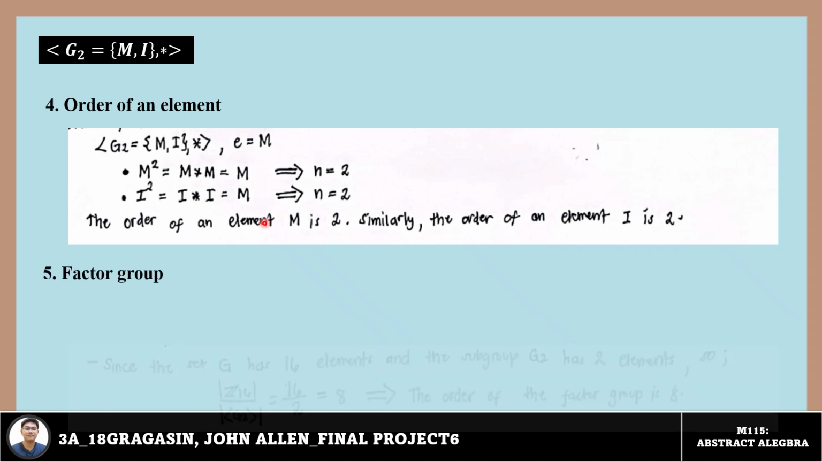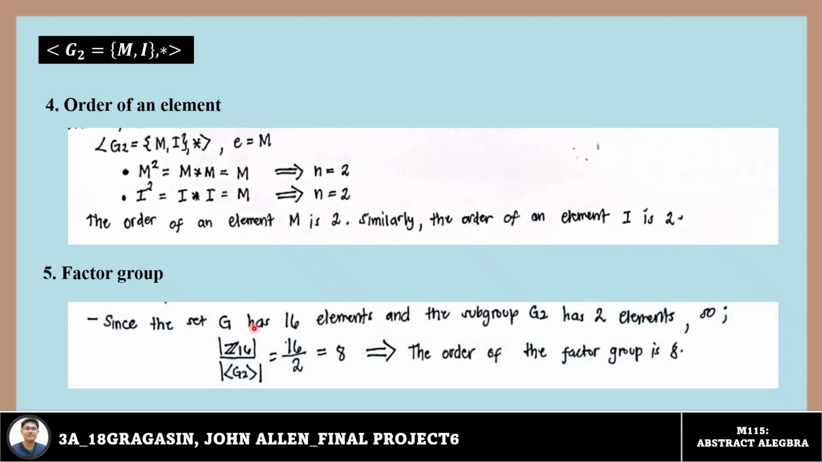And for our factor group, we will just divide the number of elements in our group by the number of elements of our subgroup. So the elements in our group is 16, and then the elements of our subgroup G sub 2 is 2. That is why 16 divided by 2, we have 8. That is why the order of the factor group is 8.